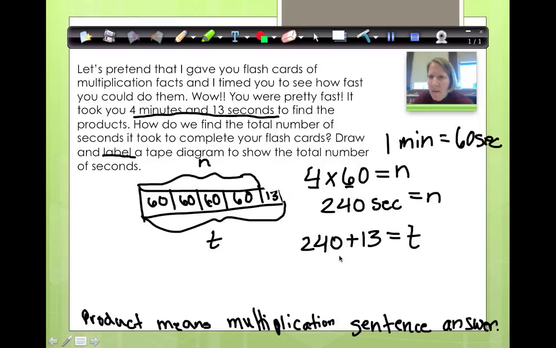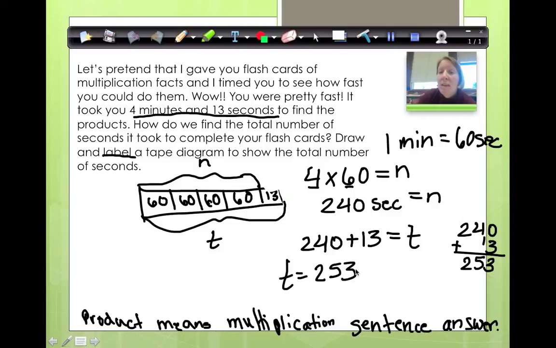This is a little bit hard for me to do, so off to the side, I'm going to do it right here. I add my plus sign. 0 and 3 is 3, 4 and 1 is 5, 2 and 0 is 2. So T equals 253. Am I done? No, now you need a statement. From now on, I want you to write a statement. There. Not there. What was our question?